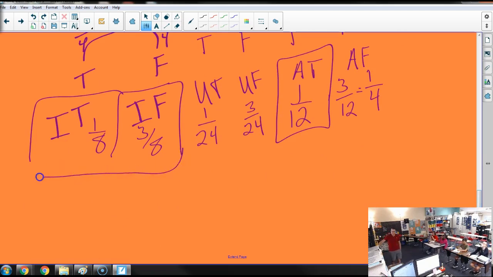We can add up all of the probabilities at the very bottom. If we add up all the probabilities at the very bottom, we should have the entire set, which would be 24 24ths if we converted everything to have a common denominator we could work with. So that's how we track our tree diagram.